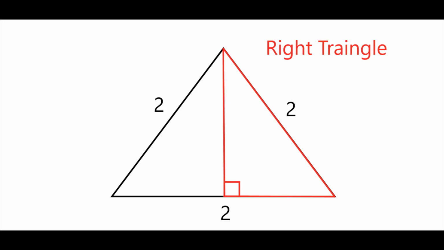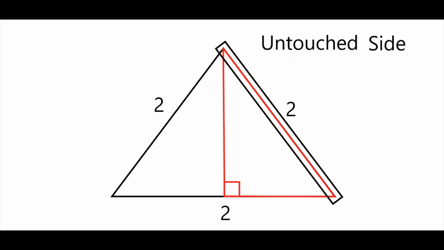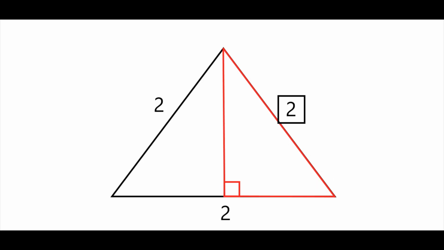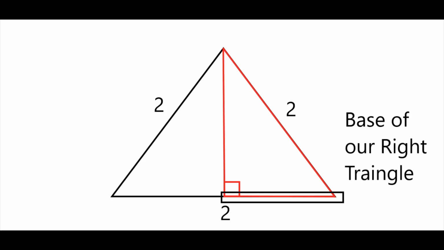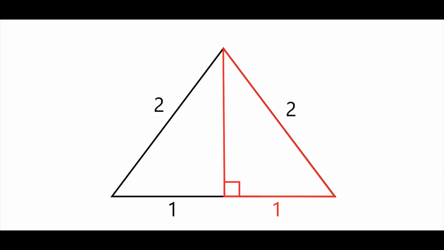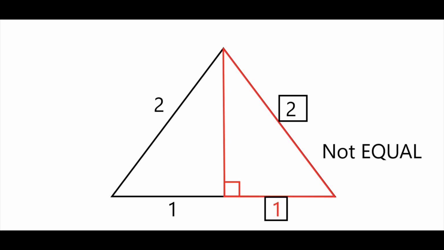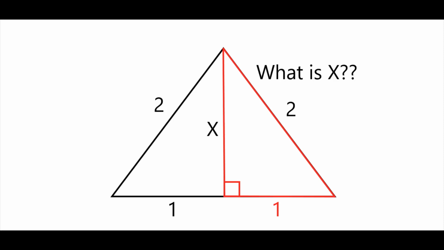If you'll notice, there's a side that we didn't touch, that we didn't cut in half or do anything to. So that side still has a length of 2. However, the base of our right triangle was cut in half. So now it only has a length of 1. So we no longer have equal lengths all around on our triangle. But how do we know how long the side is that we use to cut the triangle in half?